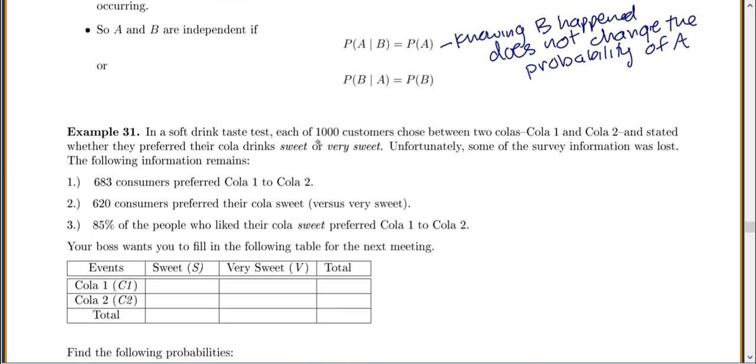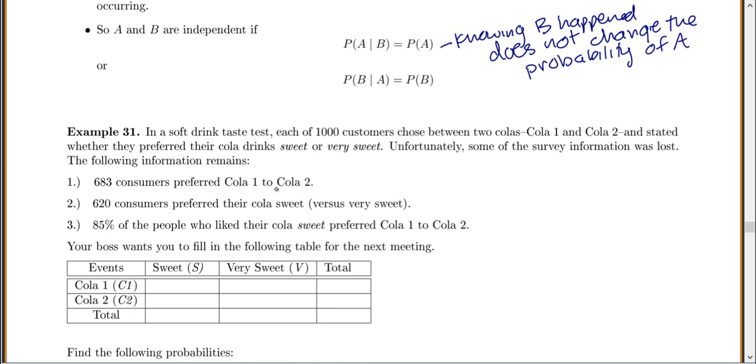Let's try an example. In a soft drink taste test, each of 1,000 customers chose between two colas, Cola 1 and Cola 2, and stated whether they preferred their cola drink sweet or very sweet. Unfortunately, some of the survey information was lost, okay, and the following information remains. So 683 consumers preferred Cola 1 to Cola 2.